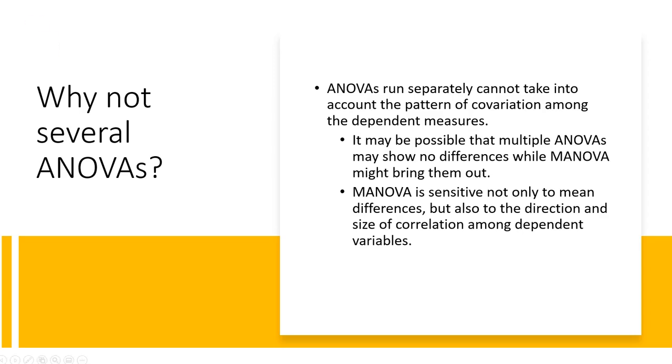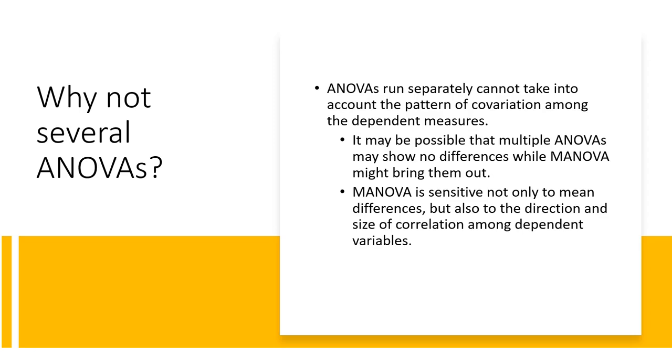So remember, when we run our ANOVAs separately, they can't take into account the pattern of covariation among our dependent measures. And so it's possible that if you run a bunch of ANOVAs, you're not going to get some of the nuances that will get picked up by a MANOVA. And so you could be running several ANOVAs and it would show that there are no statistically significant differences. But when you run that MANOVA, you do see that difference.